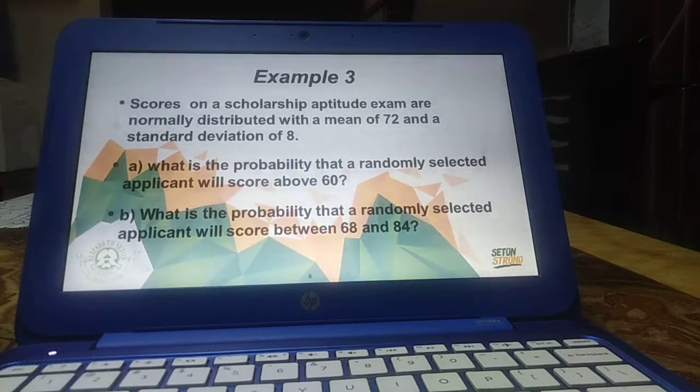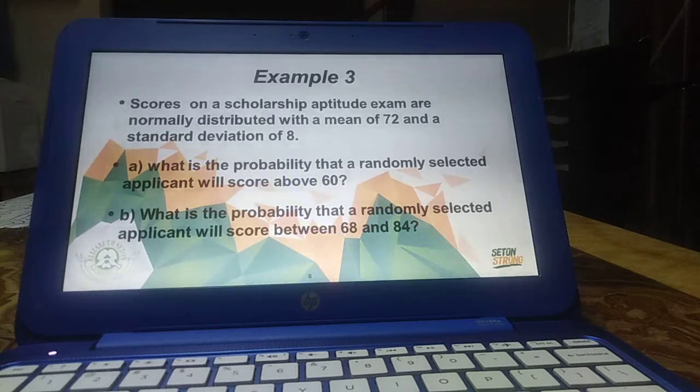So for letter A, we're looking for an applicant who will score above 60. For letter B, between 68 and 84. The first thing we need to do is get the z-score. After getting the z-score, we get the area. If it's above, then we subtract it from 1. If we're simply looking for below, the area will be the probability. But if we're looking for scores between, then we have to make a comparison.